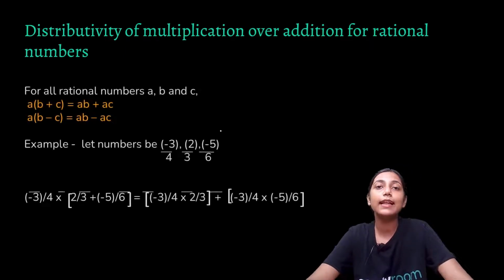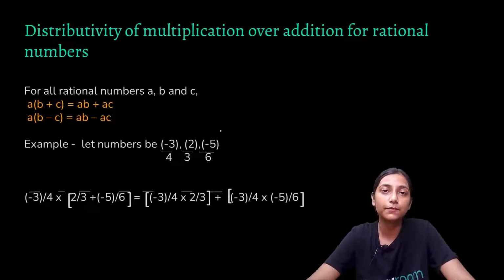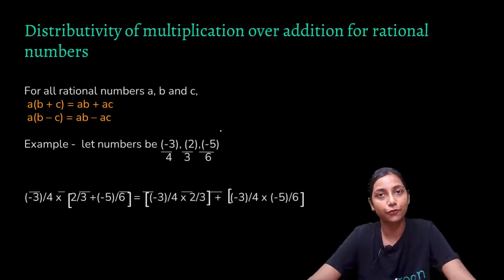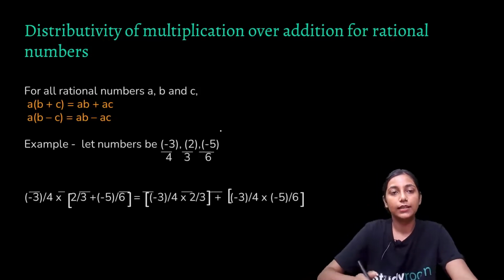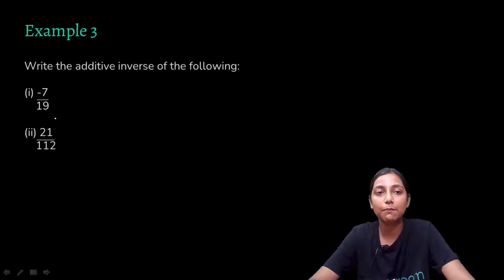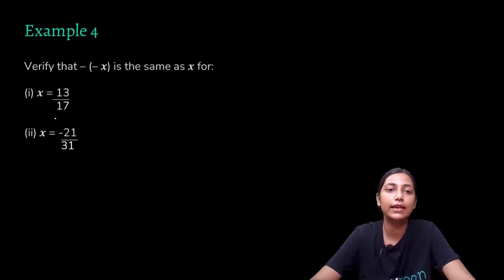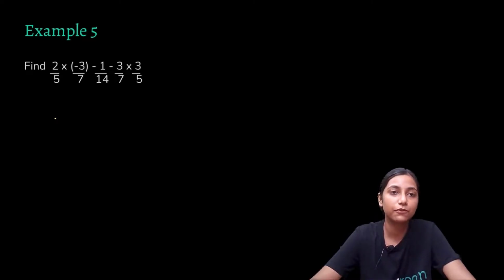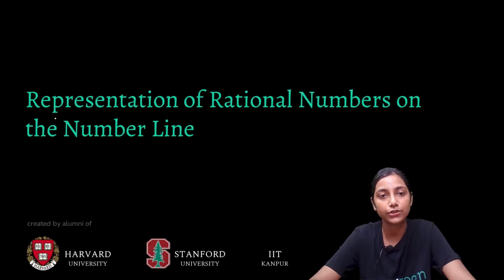The next property that we studied was the distributive property. We studied the distributivity of multiplication over addition for rational numbers and also over the subtraction of rational numbers. So in this case, a will get distributed and it will become ab plus ac, and this will become ab minus ac. We did some examples related to it. We found out the additive inverse and the multiplicative inverse of many numbers, and we solved the questions.